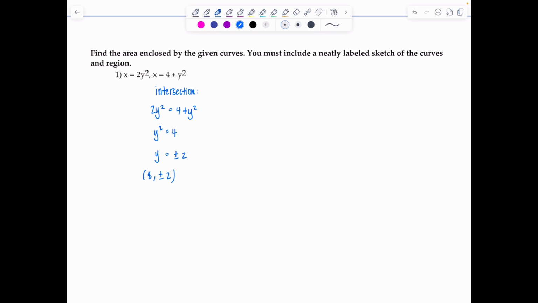All right, sounds good. If you need more points, you can go ahead and make a table. Some of my students did. If I look though, x equals 2y squared, the vertex of that parabola is just going to be at the origin, 0, 0. And then the vertex of this parabola is going to be at 4, 0. And I feel confident that that's going to be enough for me to draw a graph. But if you need more, you do you, live your life.